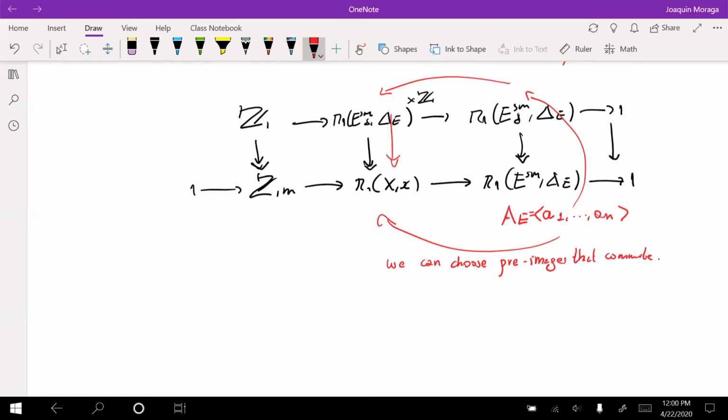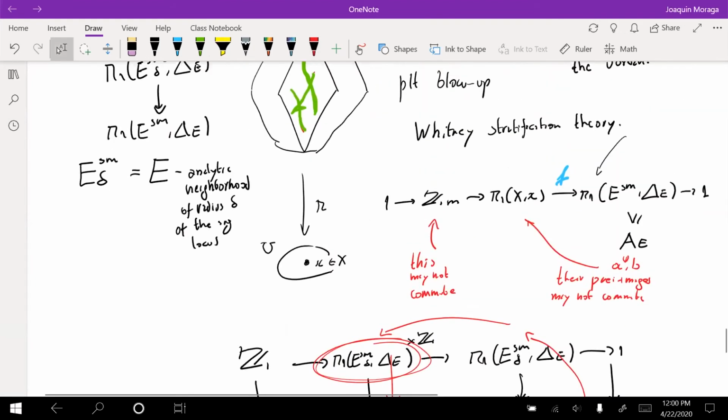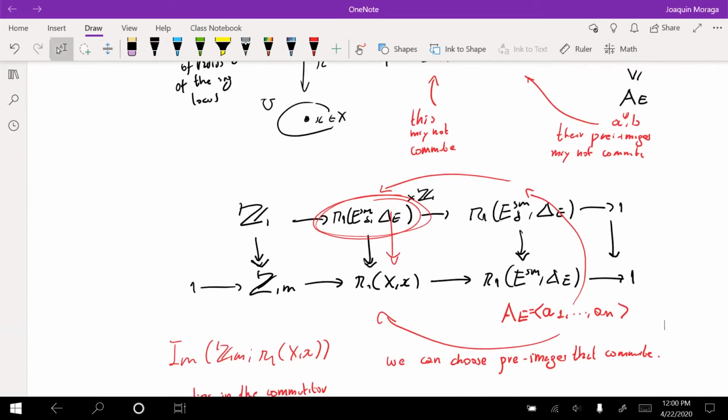And something that comes for free on this diagram is that the image of C, the image of CM inside the pi1, lies in the commutator. So this helps us to overcome the two main difficulties of lifting the normal subgroup from the exceptional to the local pi1. And then, well, maybe I don't want to write down all the details of how we do this, but it's just some group theory.